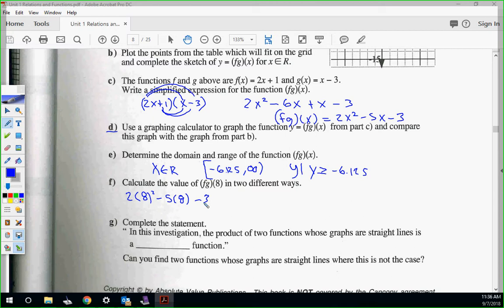Okay. So we have 64, 128 minus 40 minus 3. So our value there is going to be 85. Good.